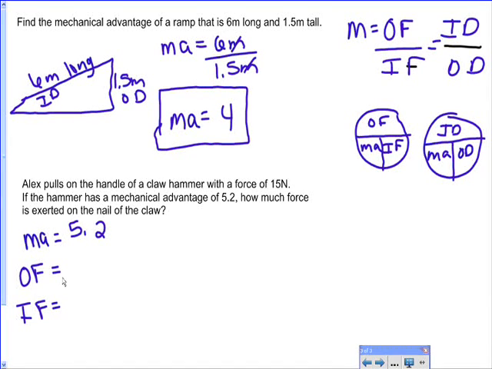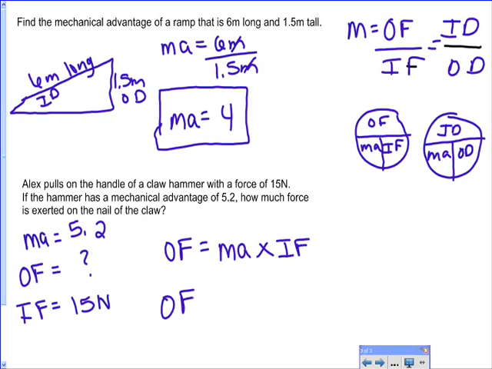Now, remember, input force is what I have to do to the machine. So whoever's in the problem, that person, it's what they do to the machine. So do you see that it says Alex pulls on the handle of the claw hammer with a force of 15 newtons? That means Alex used 15 newtons. The person used 15 newtons. So that means we're looking for the output force. So output force, if you cover it up on the circle, it shows you that it's going to be mechanical advantage times input force. It's going to be the formula.